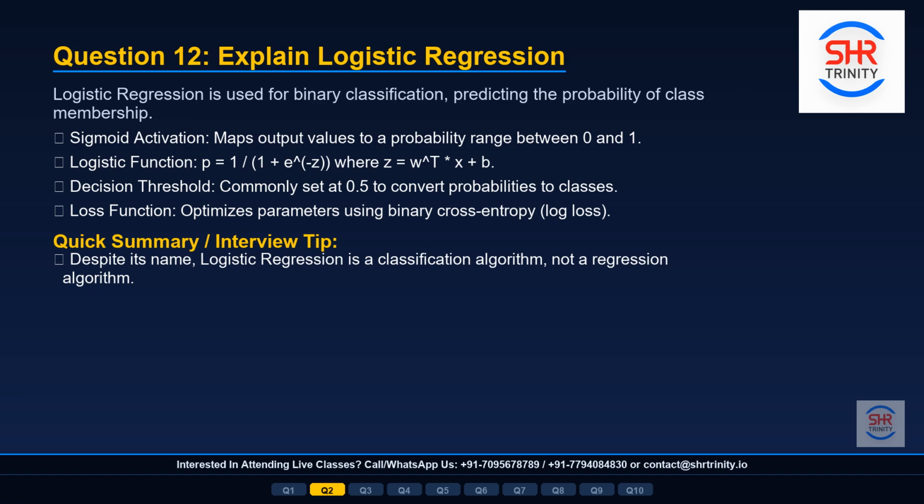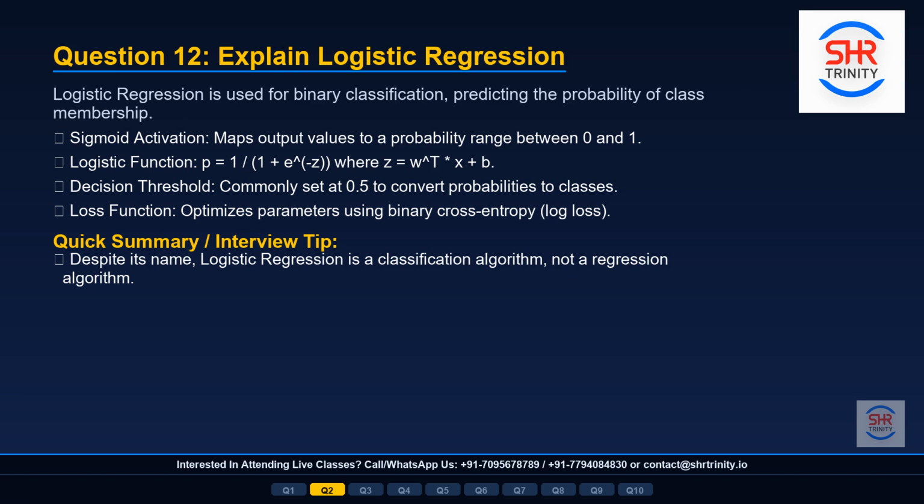It does this by feeding a linear combination of inputs, represented as z equals weights transpose x plus bias, into the sigmoid activation function. The sigmoid function, which is p equals 1 divided by 1 plus e to the negative z, maps any real-valued number into a strict probability range between 0 and 1. To make a final class decision, we apply a threshold, commonly 0.5. If the probability is 0.5 or higher, we classify it as class 1, otherwise class 0.